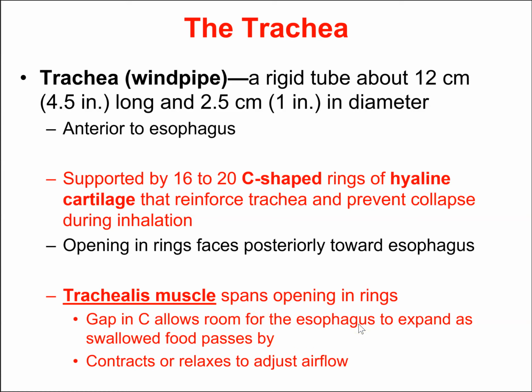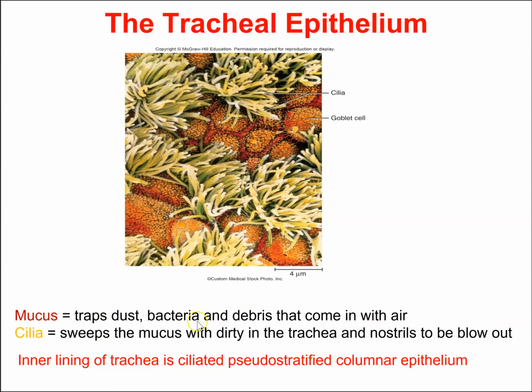If you take a closer look, the trachea is lined by ciliated pseudostratified columnar epithelium. Now, the cilia basically help in trapping dust and debris before the air can reach the lungs. So it basically helps clean up the air before we inhale it.